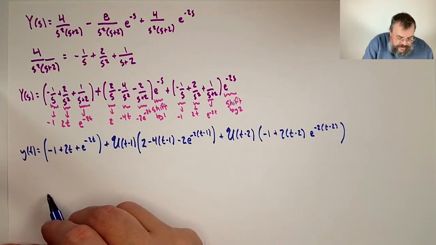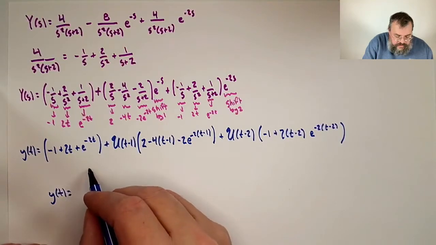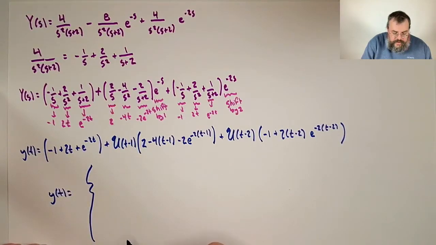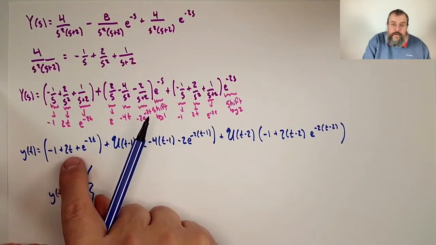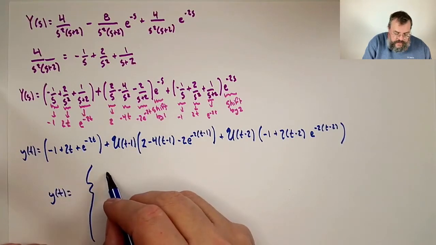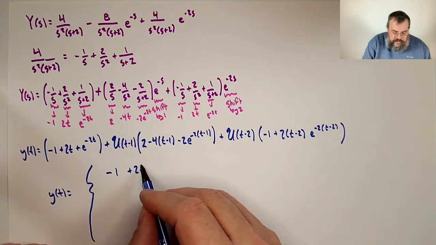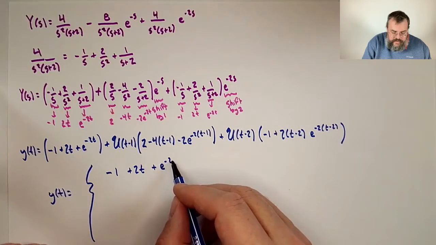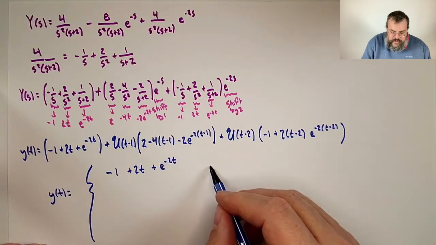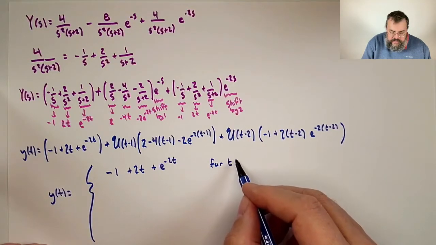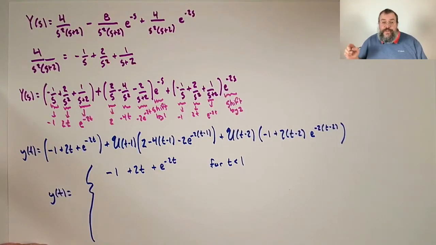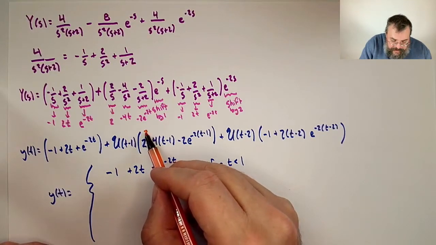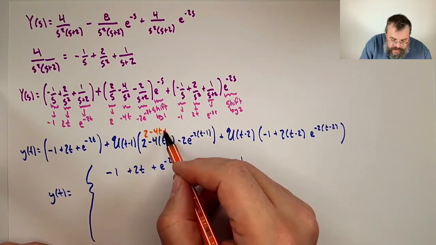All right, so we are going to say that y of t is equal to, and now let's start before our first switch, our initial thing. Minus 1 plus 2t plus e to the minus 2t. And this is for t less than 1. So before our first point of switching. Now, at our next point of switching, this is when things get fun. Notice this is the same as 2 minus 4t and plus 4.